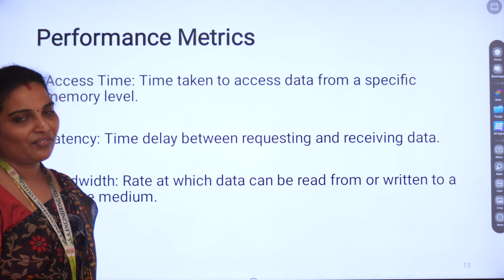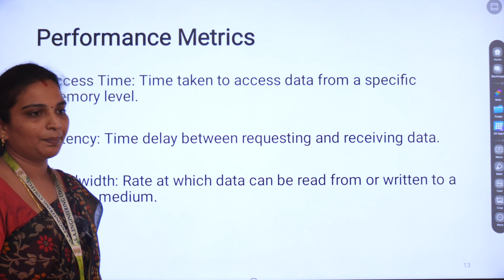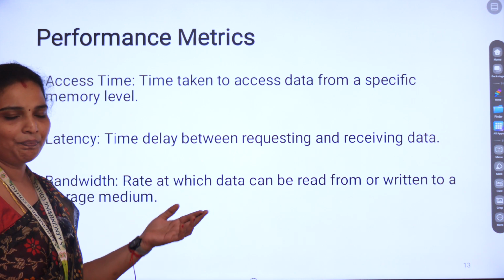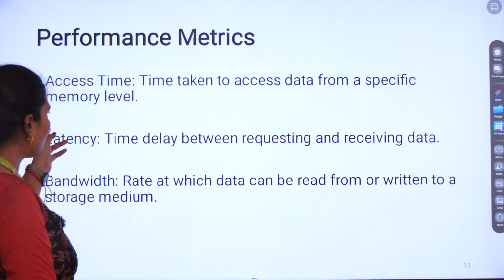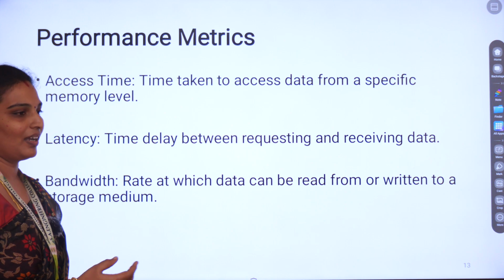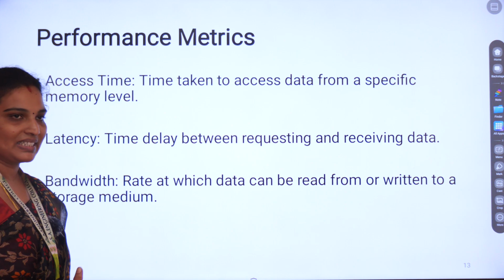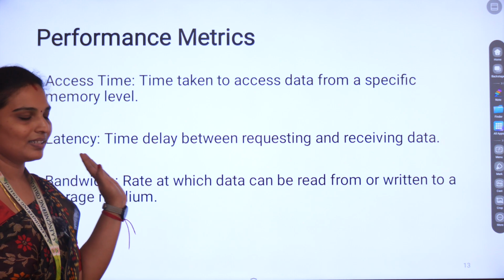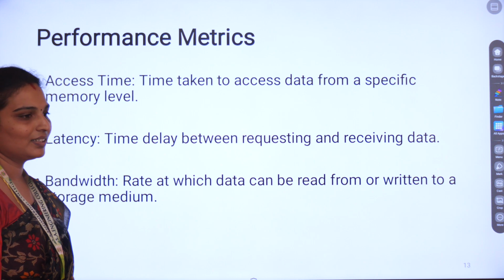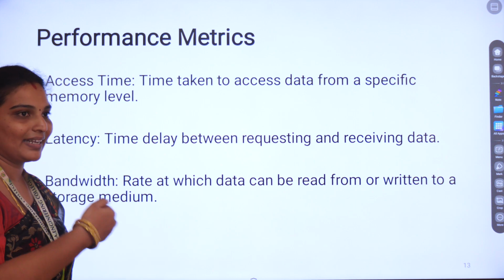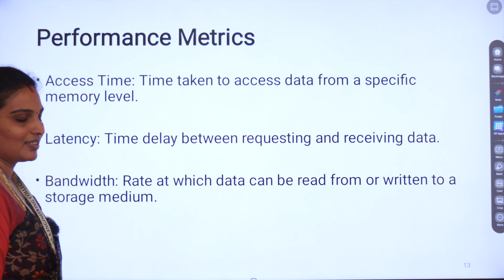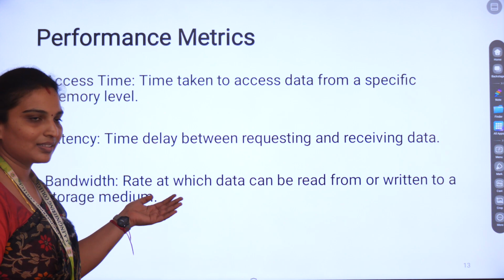Okay, now these performance metrics: how are we evaluating the performance of each and every level of memory? These are the features which are used to measure the performance. The first one is access time. Access time is nothing but the time taken to access specific data from a memory level. Latency is, when I am requesting data, the data is searched and I get the data; the time between the request and response is known as latency. That is a time delay. Latency is also known as time delay.